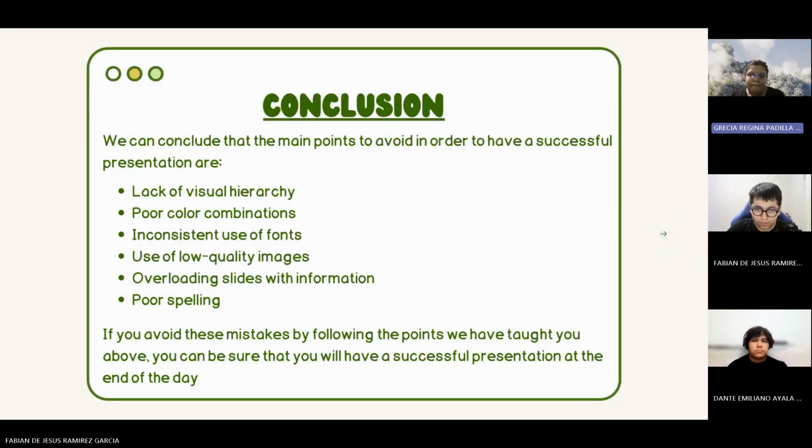The next, please. Well, we can conclude that the main points to avoid in order to have a successful presentation are lack of visual hierarchy, poor color combination, inconsistent use of fonts, use of low quality images, overloading slides with information, and poor spelling. If you avoid these mistakes by following the points we have talked about, you can be sure that you will have a successful presentation at the end of the day.